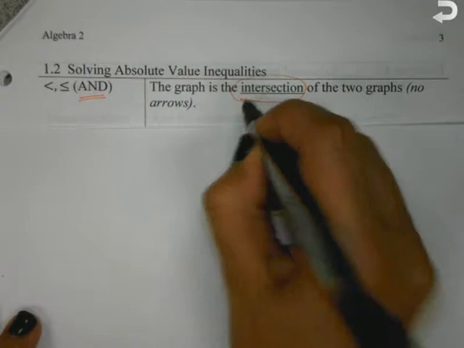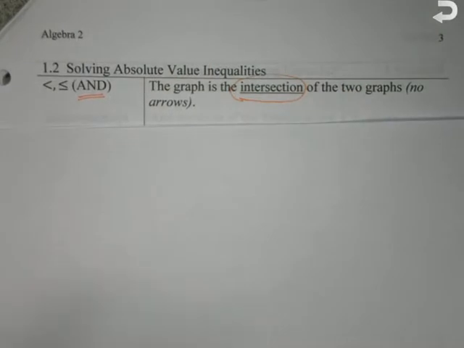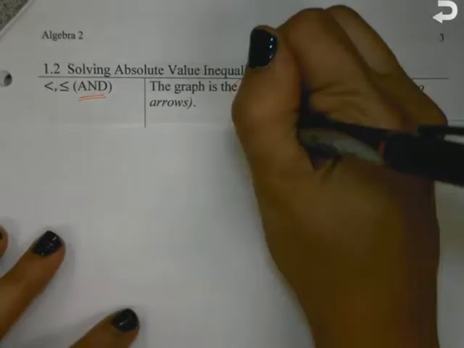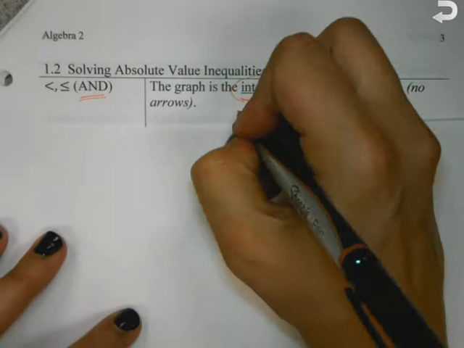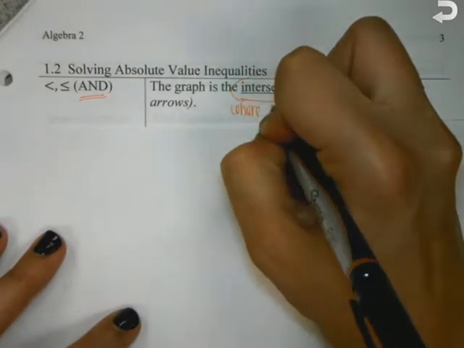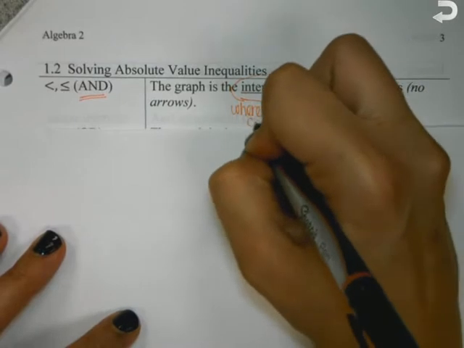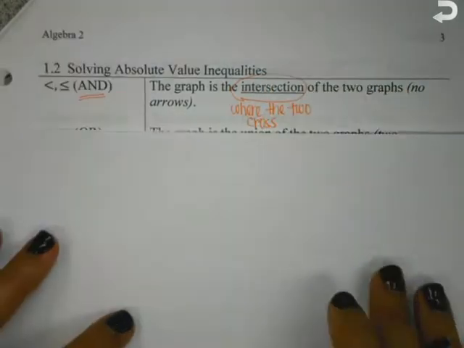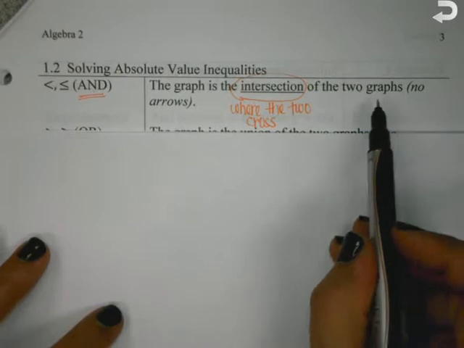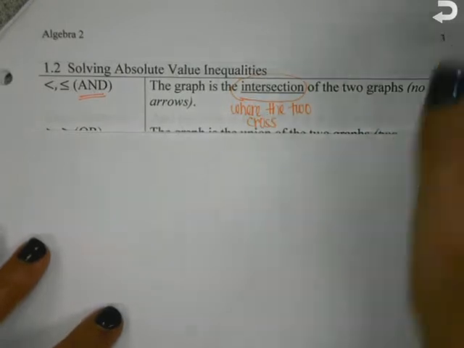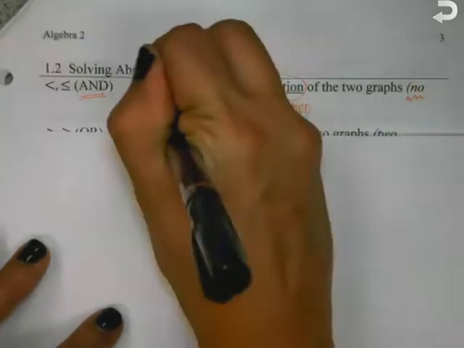What's another word for intersection? A point, or like a street intersection, it's where two streets cross each other. So I'm just going to write a little note down there where the two cross. Okay. So we're going to have two graphs where they cross. That's our answer. And your graph is going to actually have no arrows. And when we do an example, you will see what I mean.